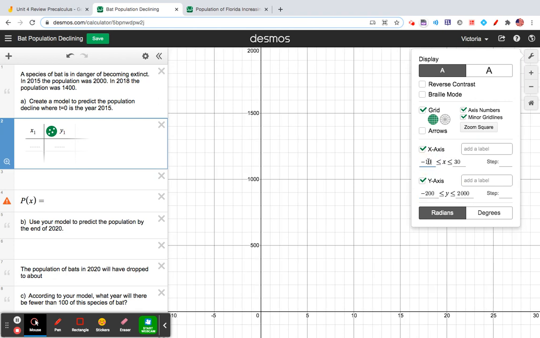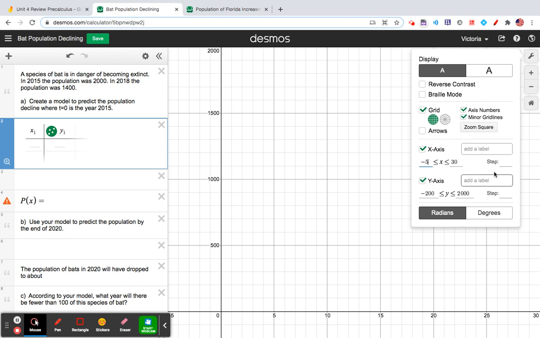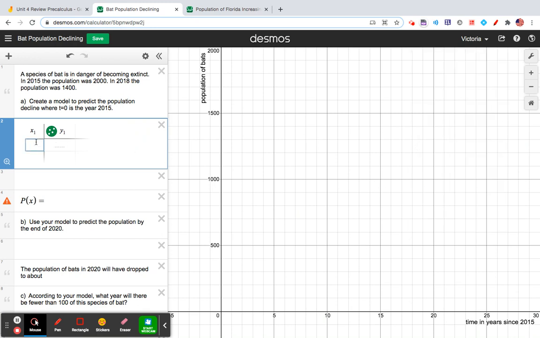And let's do this also. Let's put a label there. So what is the x measuring? The x is measuring time in years since 2015. And I'm looking back at the problem for that. And what are we measuring? We're measuring the population of bats, this particular species of bats. And it's not in millions or thousands because I'm using the actual number. So the first ordered pair that's going to go on my table is 0, 2000.